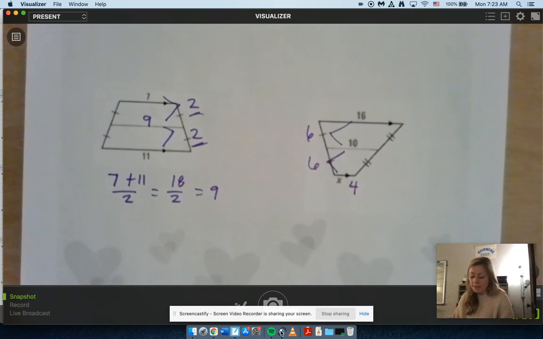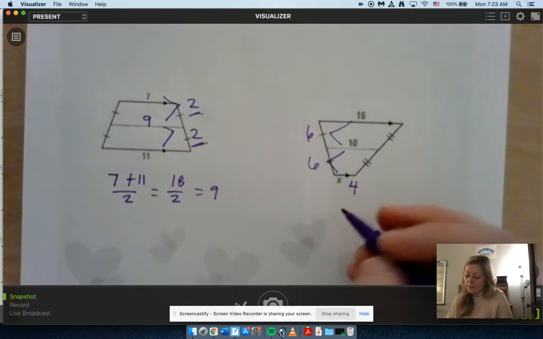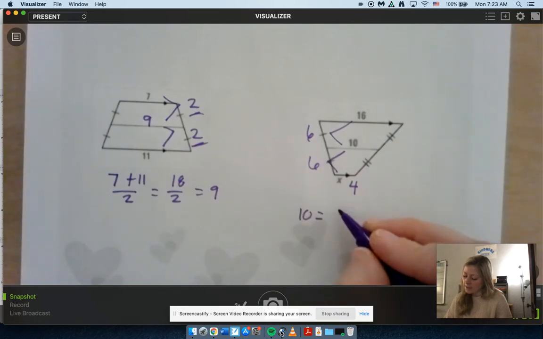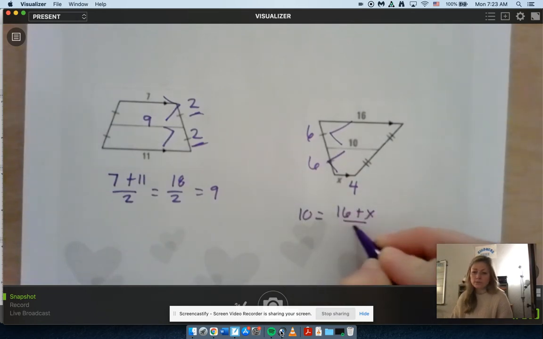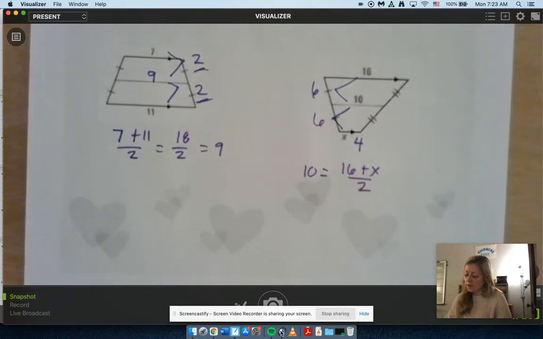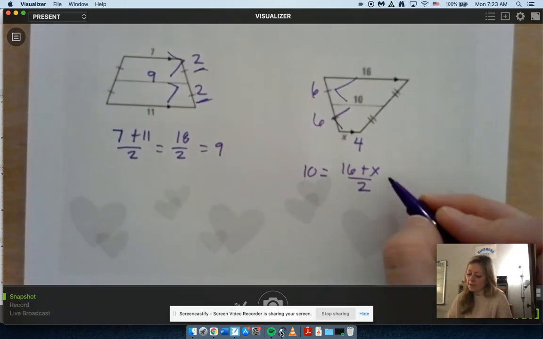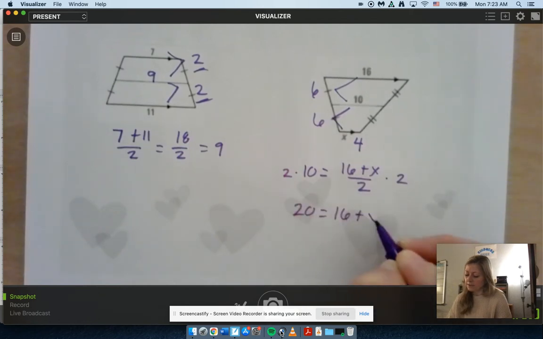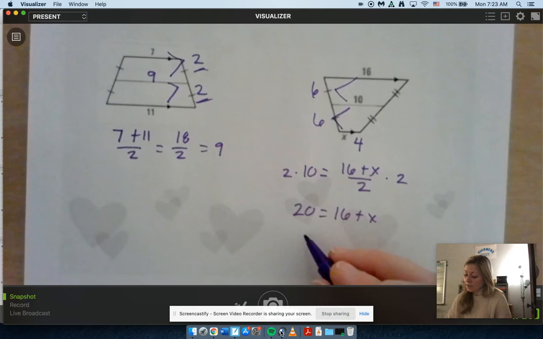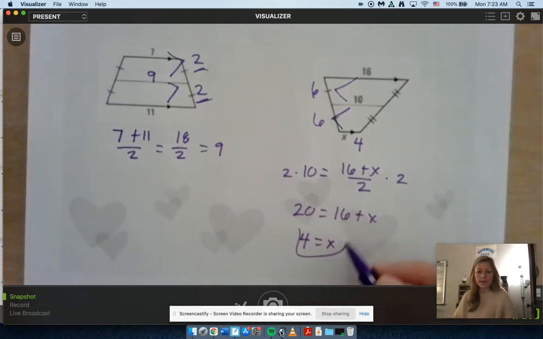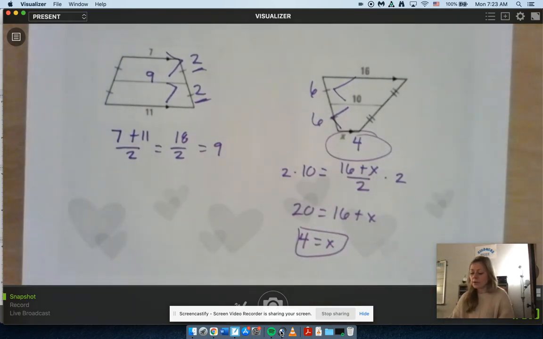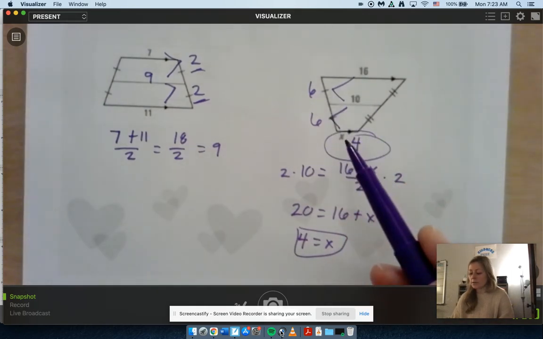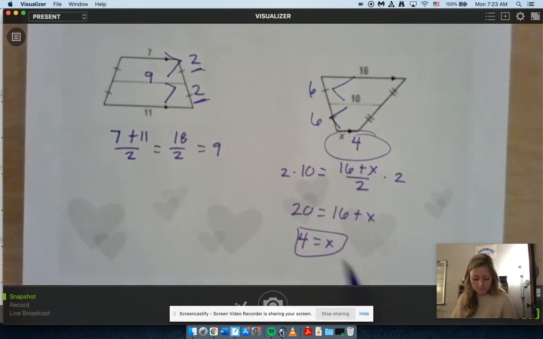If you're more formula-based, you just plug in your variables, what you have. So we know 10 is going to equal our bases added together divided by 2. How do you get rid of divide by 2? You simply times by 2. I want to get x alone, subtract over 16, so we should get x equals 4, and that's what we wanted. Again, you do you. I probably would have just counted the difference and did it this way, but it's always nice to know that the formula works as well.